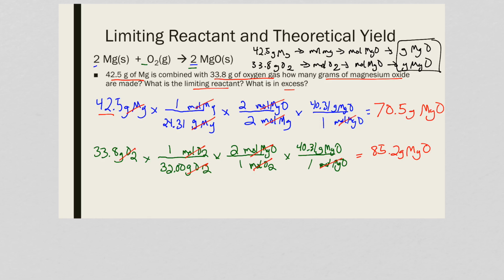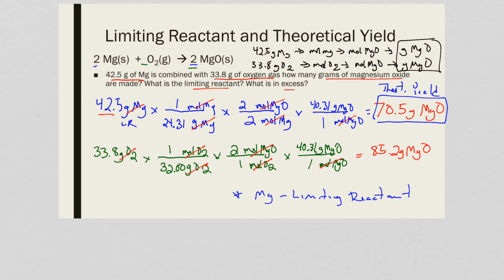Now we can simply look at the two numbers and say, oh, this is my lowest. So the 70.5 grams is my theoretical yield. And magnesium here is my limiting reactant, right? Because it gives me the theoretical yield. And the O2 is in excess.